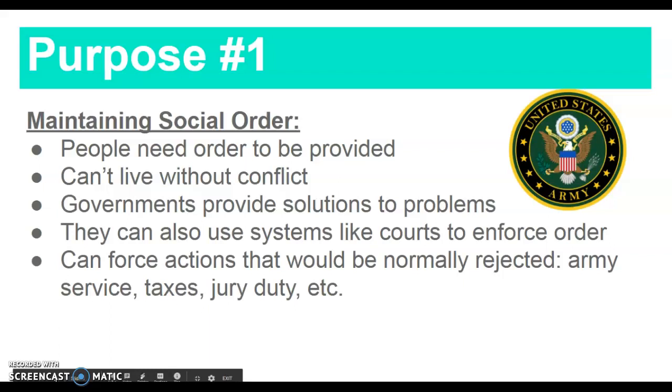Governments can force actions that would be normally rejected. Now, how are they going to force these actions? Military service, police force, different bureaus that we have, FBI, IRS, okay? And they do this because there's certain services we have to have that maybe we don't really like, okay? No one wants to pay taxes, but we have to pay taxes, okay? It's just part of having a government in an organized society. Same thing with jury duty. We don't have a choice. It is something that is enforced, and we're expected to participate in that as being a citizen.